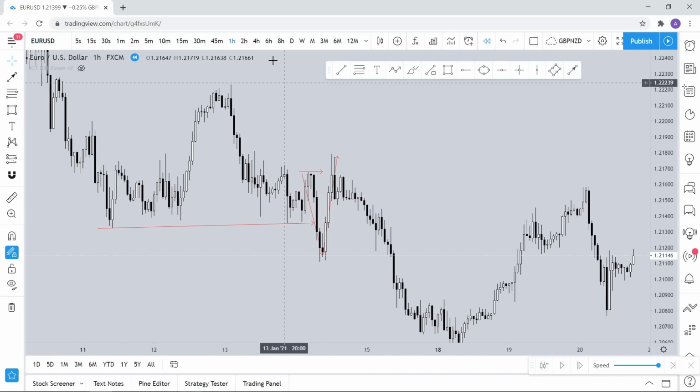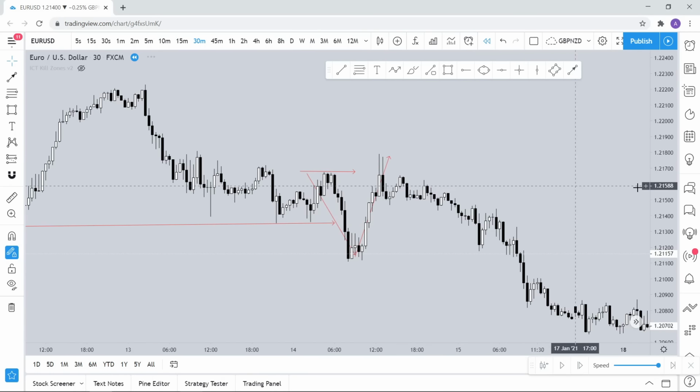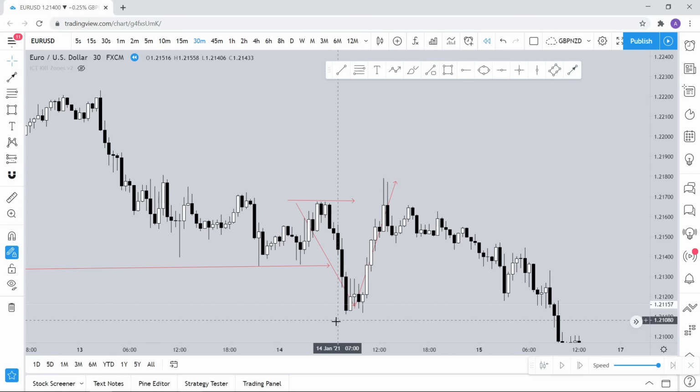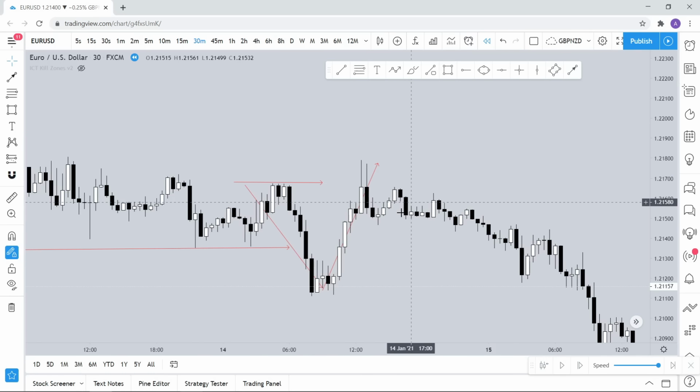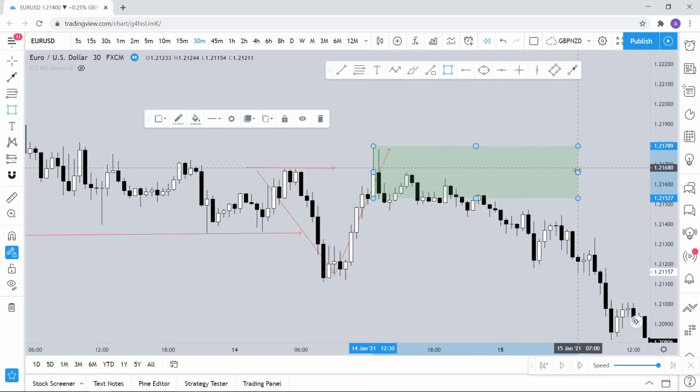So now let's go to a lower time frame. Let's go to the 30-minute chart. Inside of the 30-minute chart, we can see that when price was approaching this level, we have a tiny little indecision candle right there, and then price did this up move, taking out the liquidity. So we can refine this to be the order block right here.